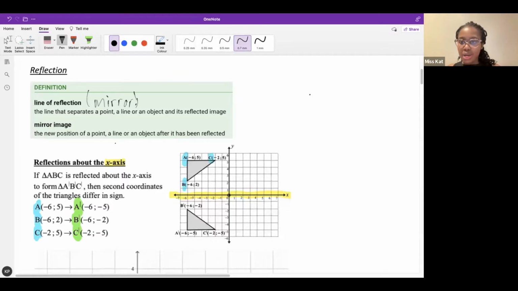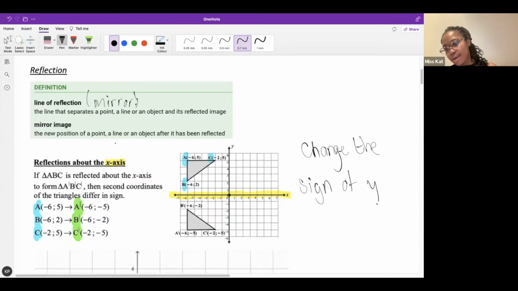So to reflect on the x-axis, you change the sign of the y coordinate. Notice I didn't say that you make it negative. I mean, you change the sign. So my question is, if all the y coordinates were negative in the beginning, then they would become what? Positive. And in this case, since they were all positive, they all became negative. So we're not making them negative, we're changing the sign. It's the opposite of what it was before.